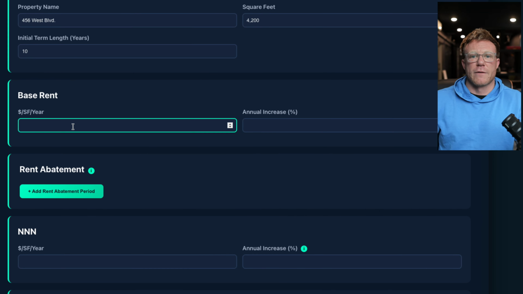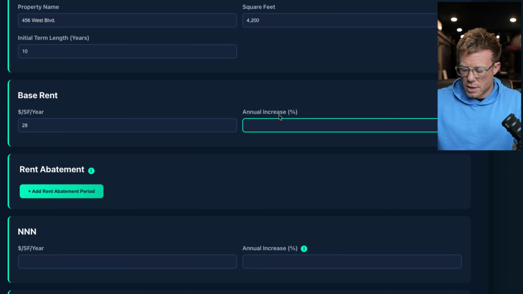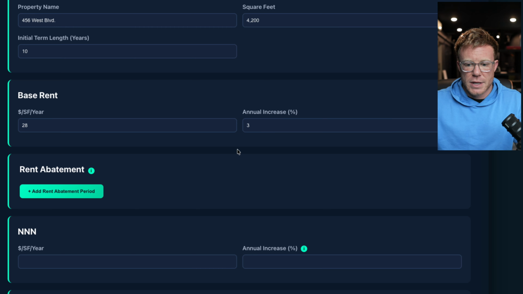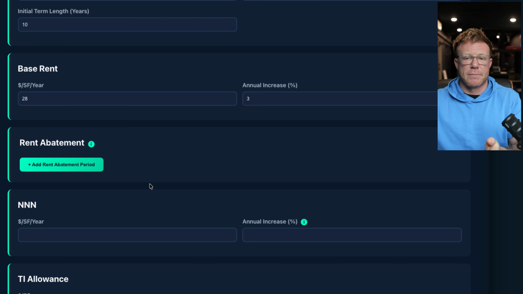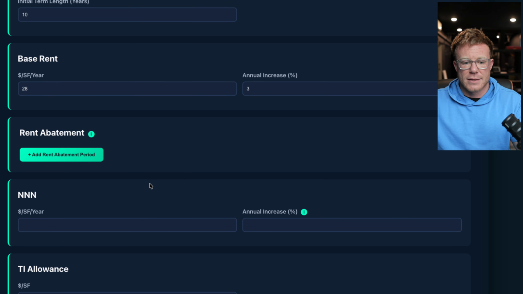Square price per square foot. So this one's going to be a little bit less. We're going ahead and we're going to be looking at this. This is $28 a square foot, 3% annual increase. The landlord is not offering any rent abatement on this deal, meaning once your construction period, the agreed upon timeline, is done, you're paying rent.